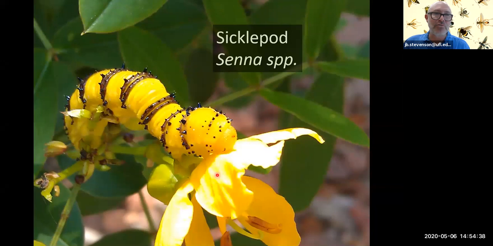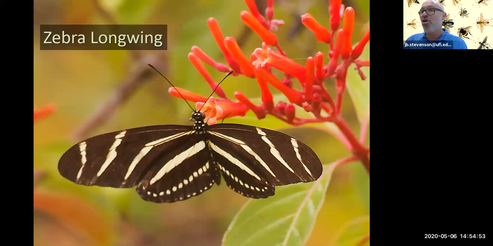Guess what color the caterpillar turns if it feeds on the green leaves? Again, you can talk out loud because you're by yourself. Right, green. Our state butterfly, the zebra longwing, zebra because of the black and white patterning, longwing because it has these very horizontally held, longer than broad wings. Here it is feeding on a firebush.